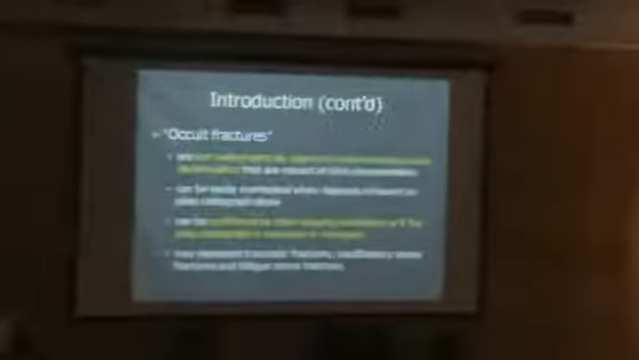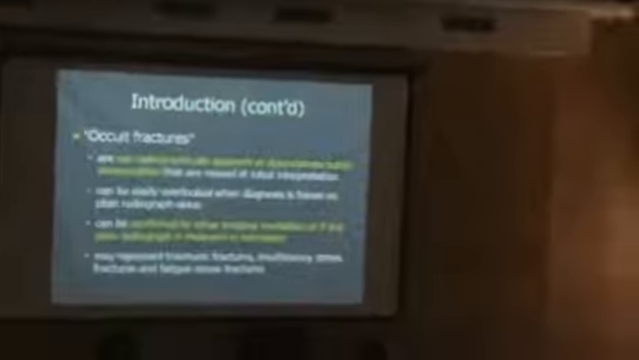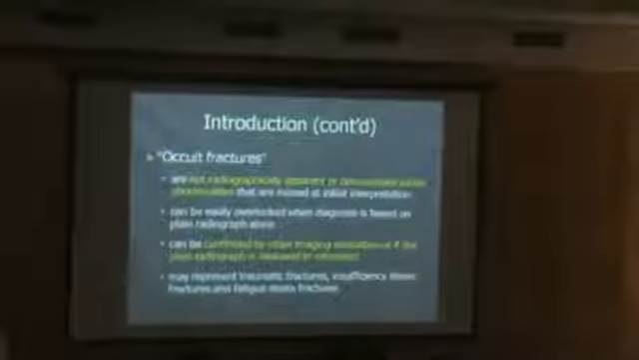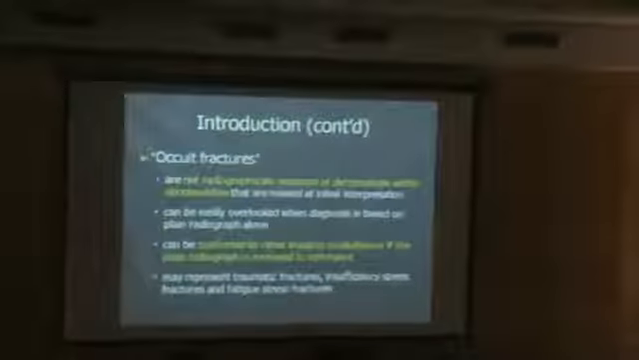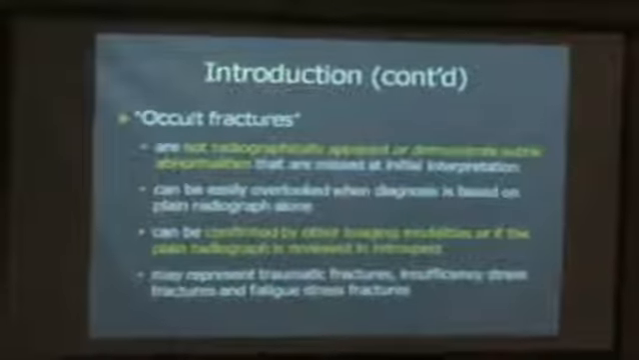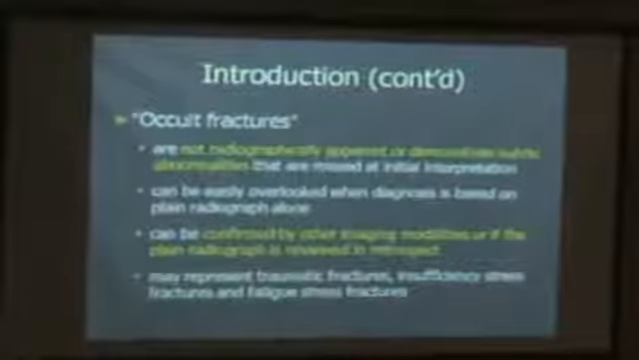Examples later on. Now again, this is what I copy-pasted from the American College of Radiology. I didn't invent this. It says, occult fracture: it's not radiographically apparent or demonstrates subtle abnormalities, and they are initially missed on radiograph, on the interpretation. So do we have to miss some X-ray fractures? Yes. We are human beings, we can do it.